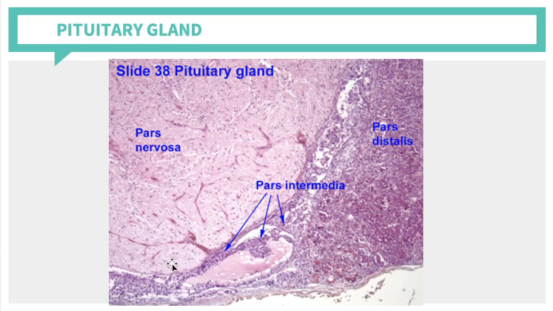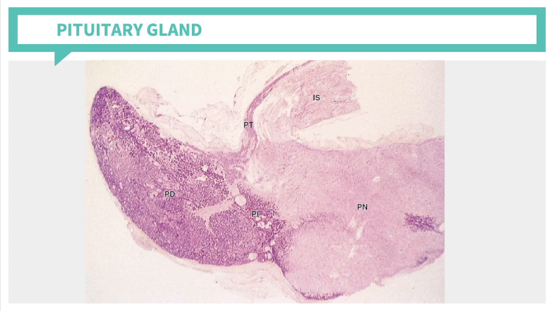Again, another picture. This portion here is lighter staining, pars nervosa; darker staining is pars distalis, and you look for the pars intermedia. This portion now is your pars intermedia.